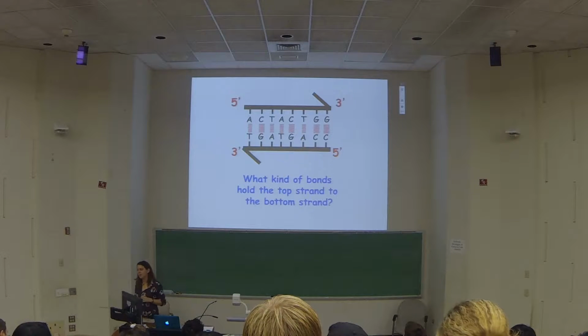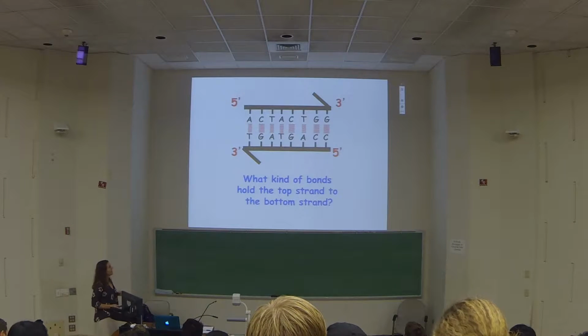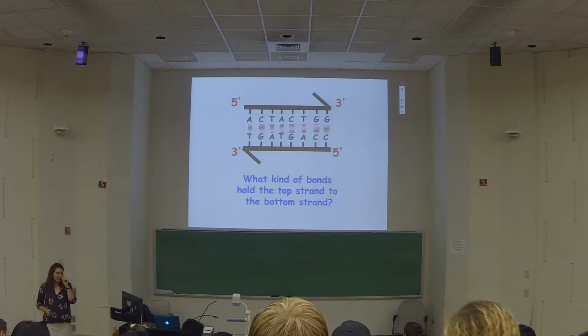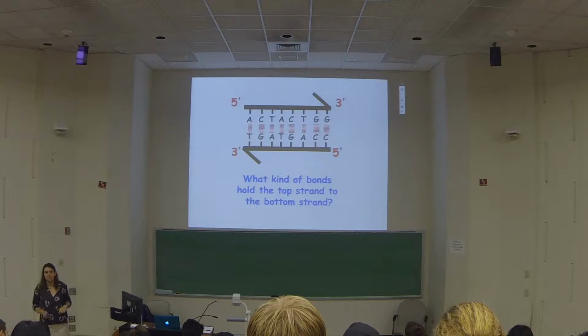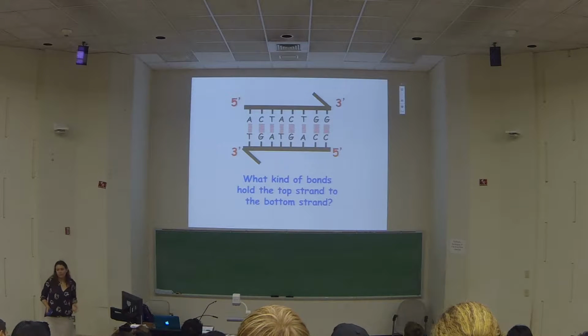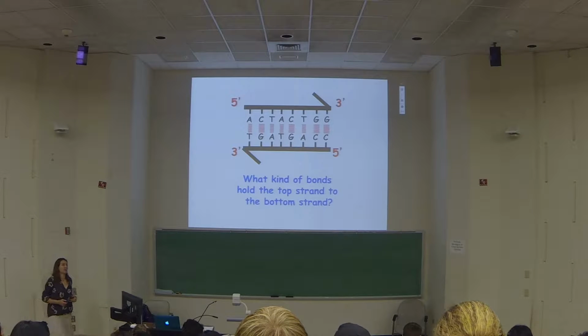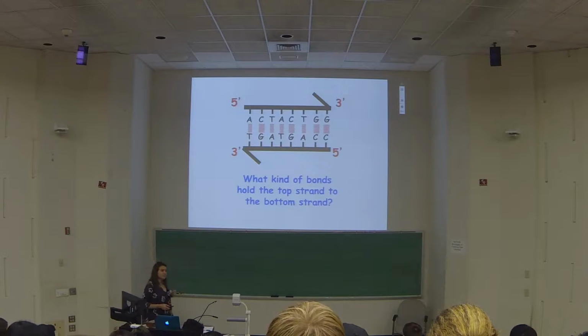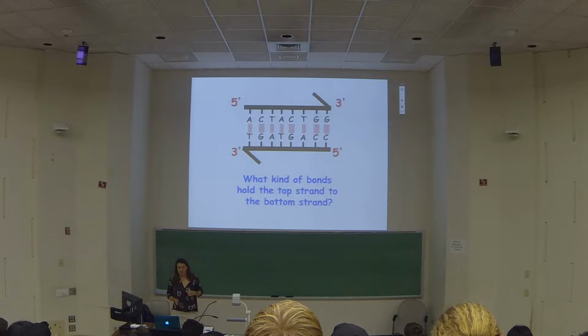All right, so this is where we ended on Wednesday. We put together a single strand of nucleic acid. For DNA, we started to look at putting together double strands. Held together by what kind of bonds? Hydrogen bonds. All right.